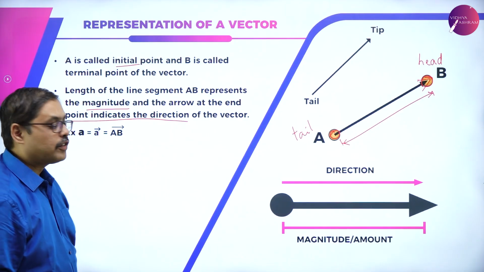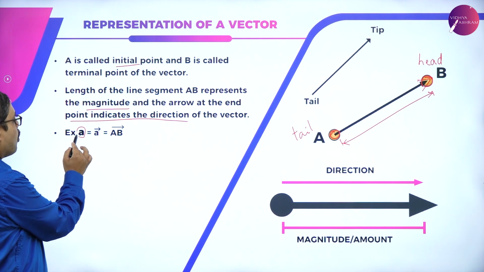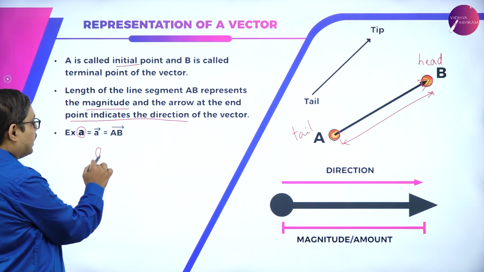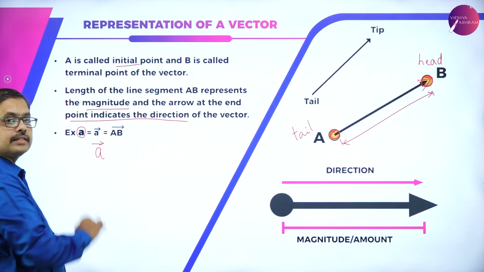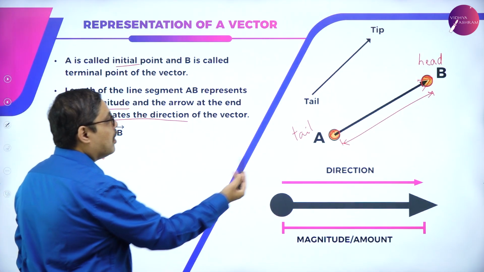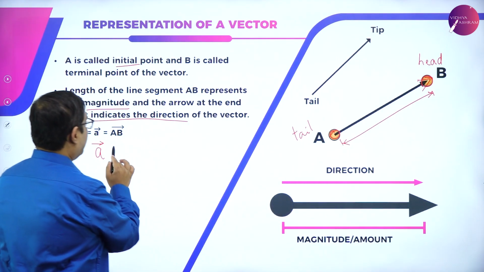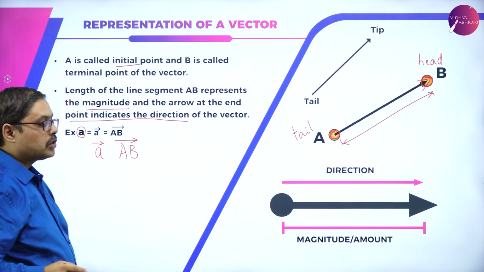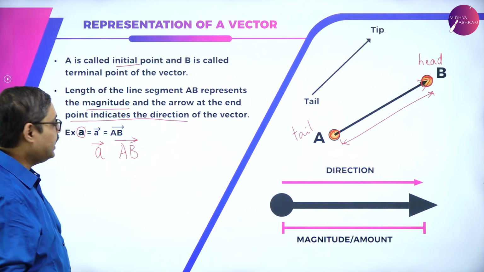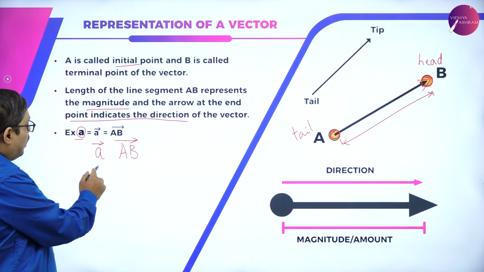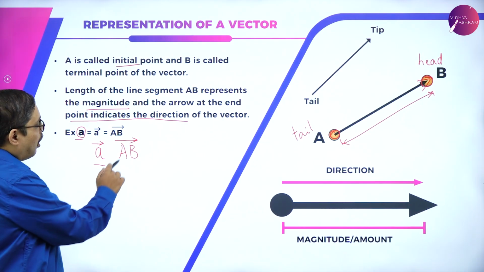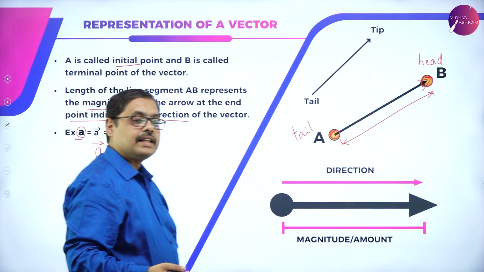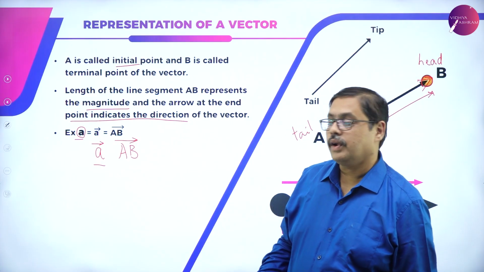How do I write it on a piece of paper? I can write it with the help of a bold letter. Or I can simply write a letter and put an arrow mark on its head. That is also a representation of a vector. Or, since this line segment is between A and B, I can write AB and put an arrow mark on its head. So I can represent this vector in three ways: a bold letter, a normal letter with an arrowhead, or the letters between which you have drawn the line, along with an arrowhead.